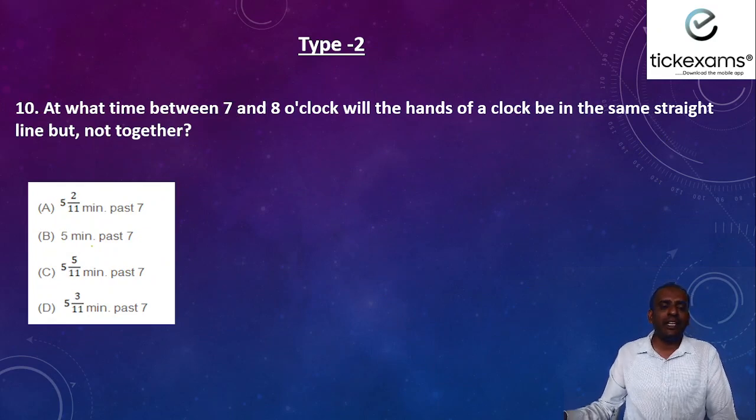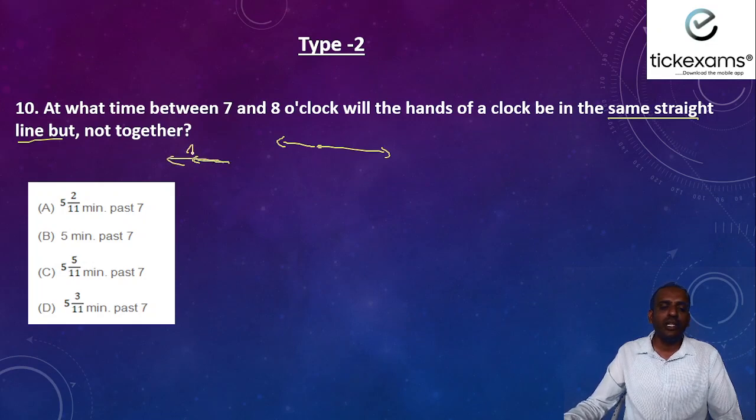At what time between 7 and 8 o'clock will the hands of a clock be in the same straight line but not together? Important line. Same straight line they are telling but not together. What does it mean? It means the hour hand and minute hand are in the same line but not together. Together means it will be like this. This one, the minute hand and hour hand, both are together. So here angle would have been 0. But since they are asking they are not together, the angle will be 180 degrees.